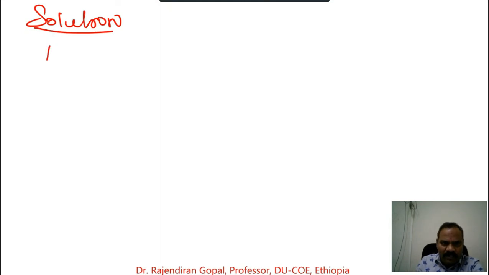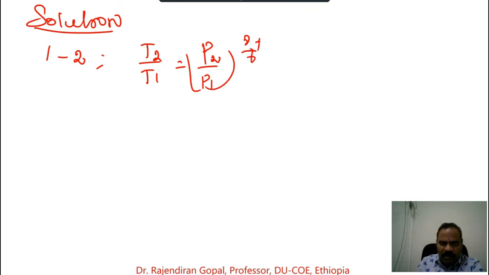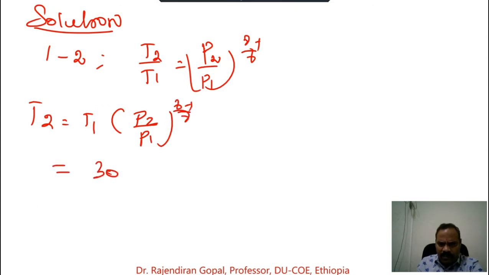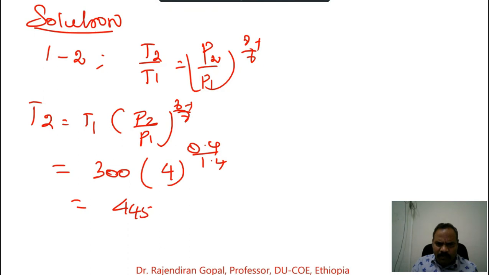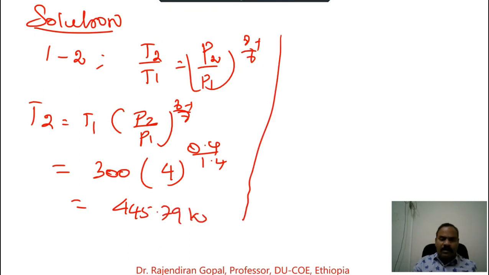Isentropic compression process 1 to 2. We know the isentropic relation, that is T2 by T1 is equal to P2 by P1 whole to the power gamma minus 1 by gamma. T2 is equal to T1 into P2 by P1 whole to the power gamma minus 1 by gamma. T1 is equal to 300 Kelvin. 300 multiplied by 4 whole to the power 0.4 over 1.4, that is equal to 445.79 Kelvin.